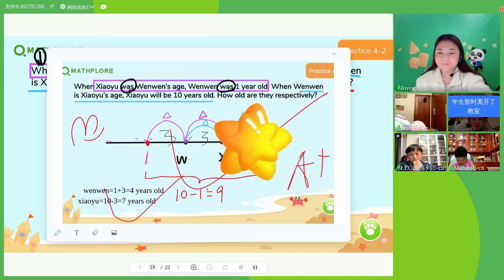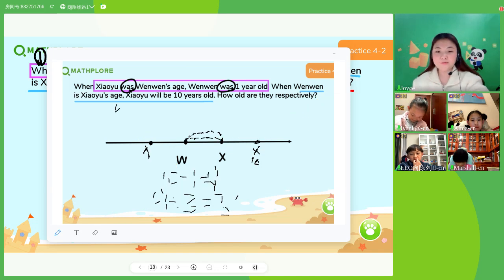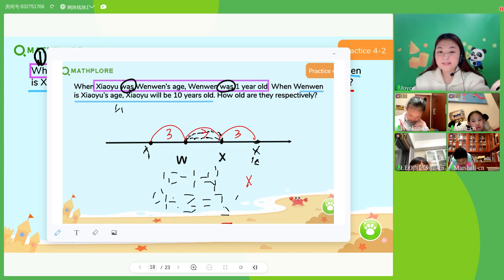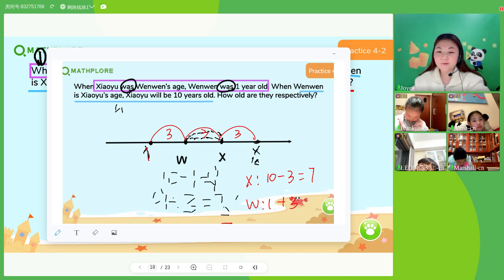Thank you. So remember that's how we draw the model. You really have to draw every change out. Clear? Then you can see how many equal parts there are, and we do division, you can figure out the difference. So what does 3 mean, Elma? It's the 3 equal parts. Every part is 3, right? So Xiaoyu's age equals 10 minus 3, which is how many? 7. And how about Wenwen? Wenwen equals 1 year old plus 3 equals how many? 4. Perfect.